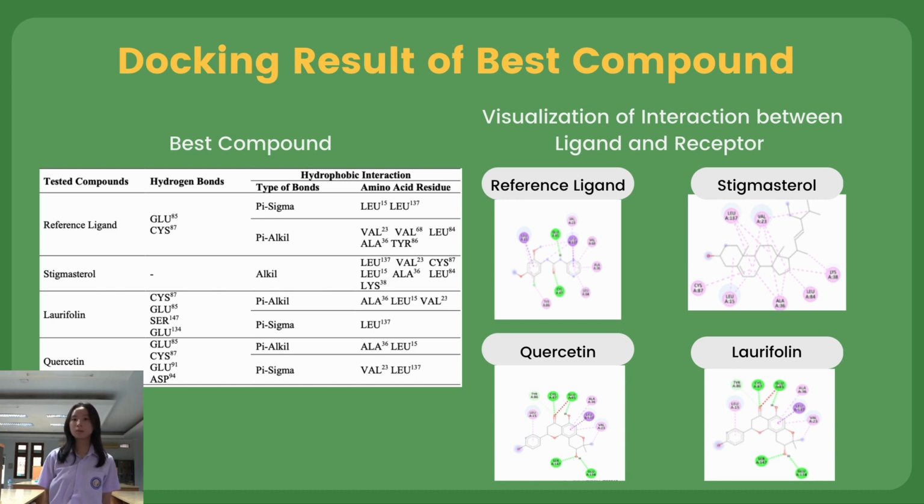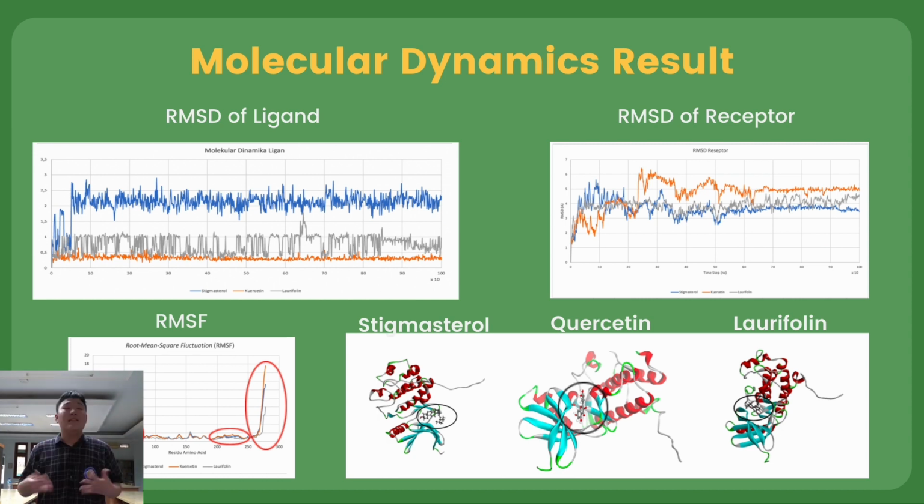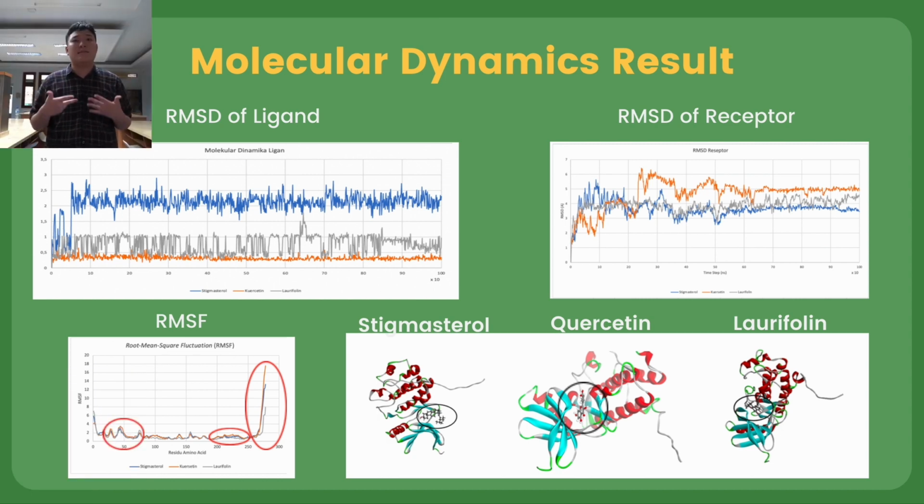So here we visualize in 2D the reference ligand, stigmasterol, quercetin, and laurifolin. We also figure out the hydrogen bonds between the compound and the receptor. Here we can see that stigmasterol has no hydrogen bonds, which means that the bond between the compound and receptor is not that strong. Now, I'm going to discuss the molecular dynamics result.